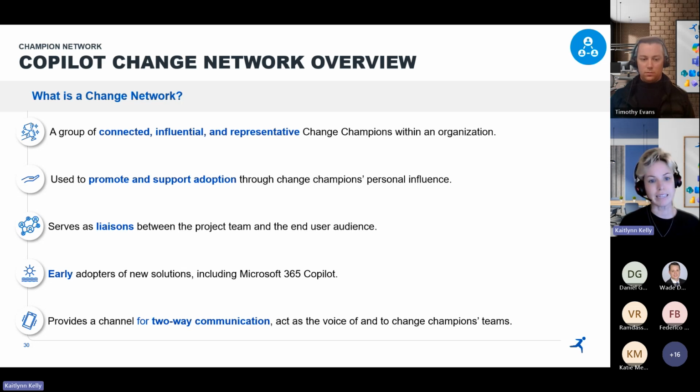And then, of course, they provide that two-way communication channel. So they act as the voice of and to the Change Champions team. Again, going back into that liaison role, we're using them to help disseminate information, and then they're able to come back to us with feedback, what they're hearing from the ground, and then we can iterate and work in an agile manner to make sure that the project is successful.